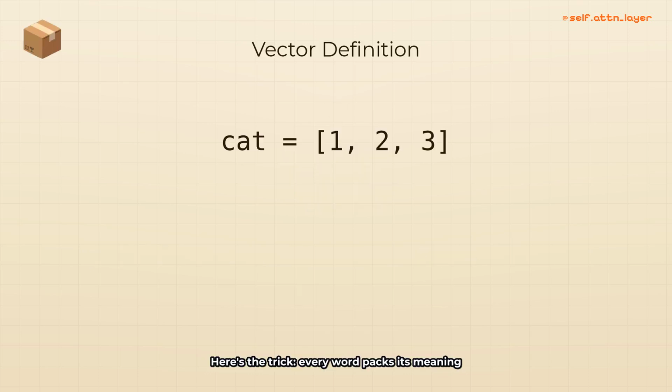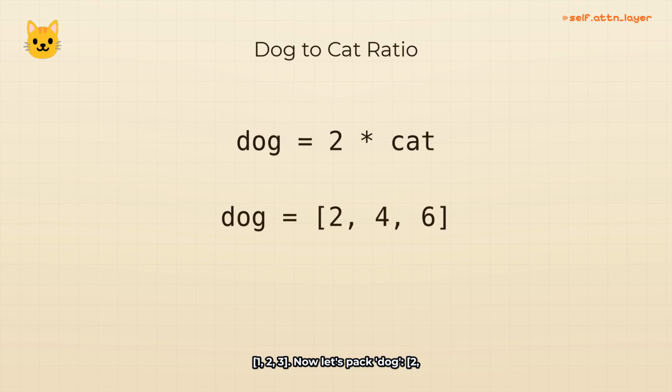Every word packs its meaning into a tiny list of numbers. We call this list a vector. Think of it as a tiny box with numbers inside, like a suitcase with only 3 pockets. For cat, let's use 1, 2, 3. Now let's pack dog. 2, 4, 6. Notice something? Dog is exactly twice cat. The numbers are proportional. That's a clue these 2 words are related.